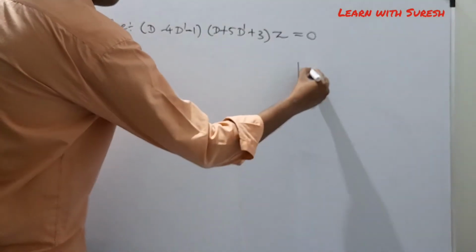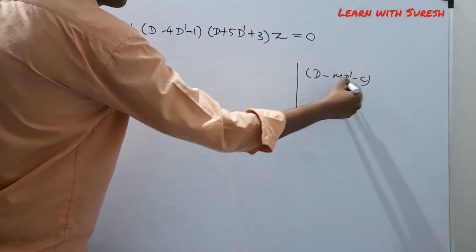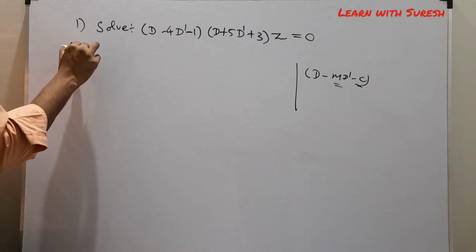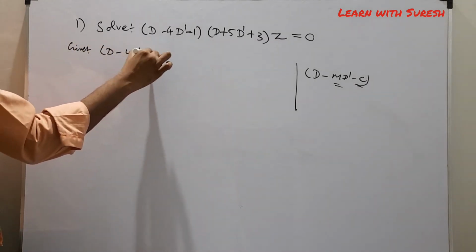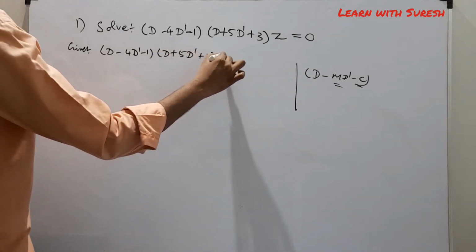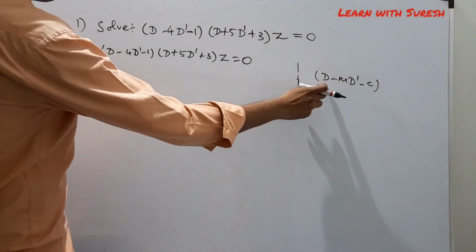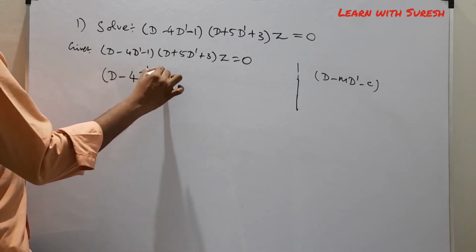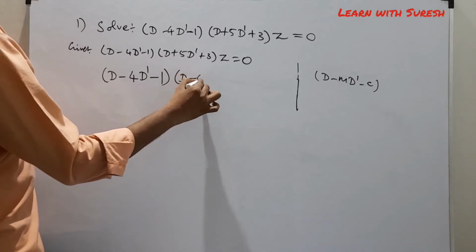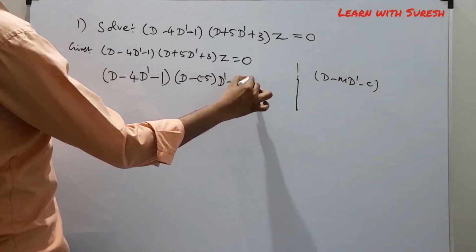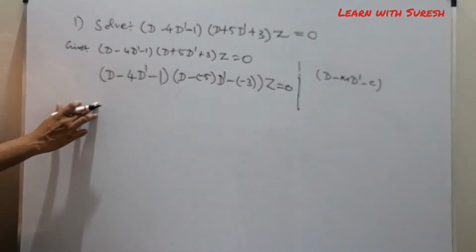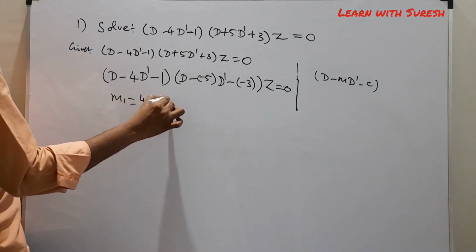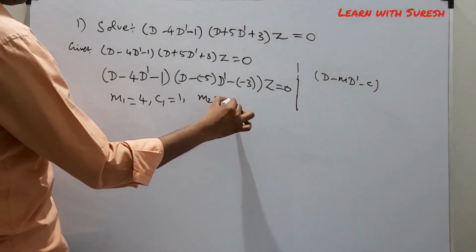Keep this in mind. We have to bring it to the form (D - m D' - c), so that we can find the values of m and c to write the complementary function. Given (D - 4D' - 1)(D + 5D' + 3) z = 0, we have to bring it to this form. Rearranging, D + 5D' + 3 can be written as D - (-5)D' - (-3). Now we brought the given PDE to this form. Now m1 = 4, c1 = 1, m2 = -5, c2 = -3.